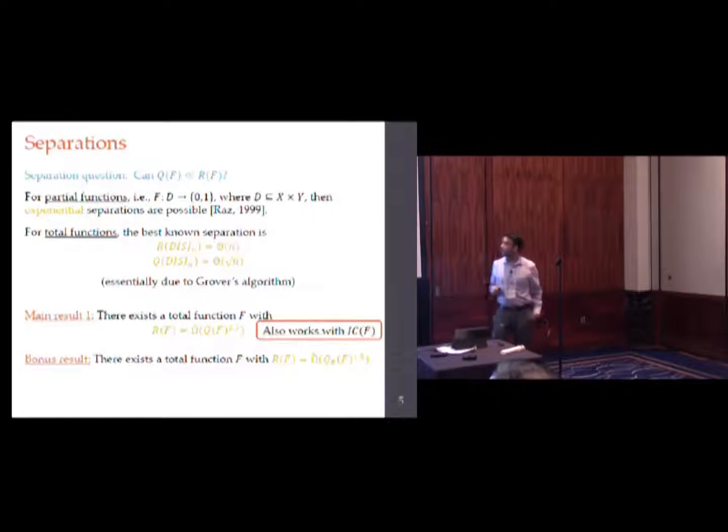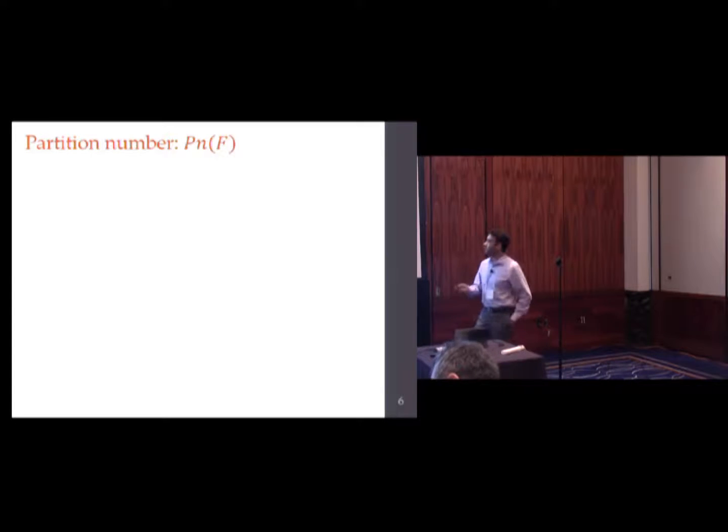Let me tell you about our second main result. The second main result is to do with this quantity called the partition number, which I'm going to denote by Pn of f. And I'm not really going to define what the partition number of f is, because either you work in communication complexity and you know exactly what it is, or you have no idea what it is, and it'll take me 2 minutes to define it. So it's not very relevant. And the reason I'm talking about it is because of how it relates to all the other communication complexity measures.